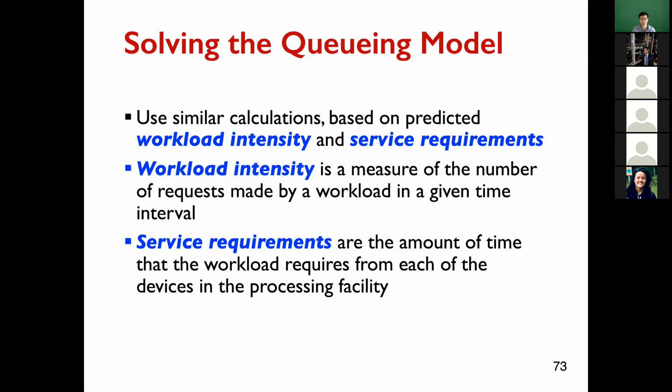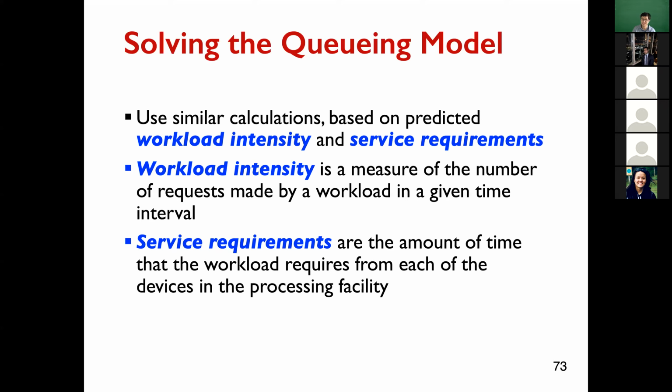What is a service requirement? Service requirements are the amount of time that the workload requires from each of the devices in a processing facility. For example, the CPU needs 1 millisecond to process one request or 1 visit. That is a service requirement. After we have the workload intensity and service requirements, you know how often this system will be accessed, and for each access, the time needed. Then you can calculate the total execution time, right? So that's what we need as input for a queuing model, okay?